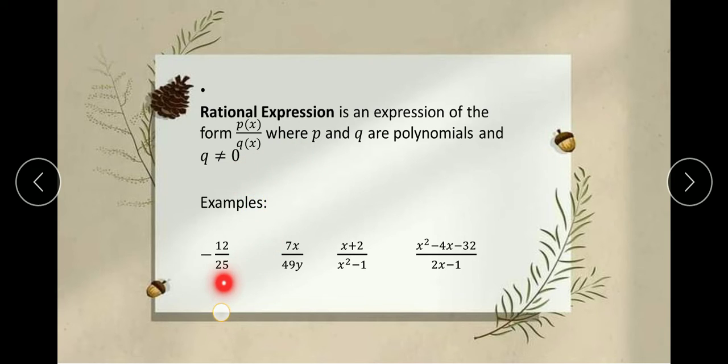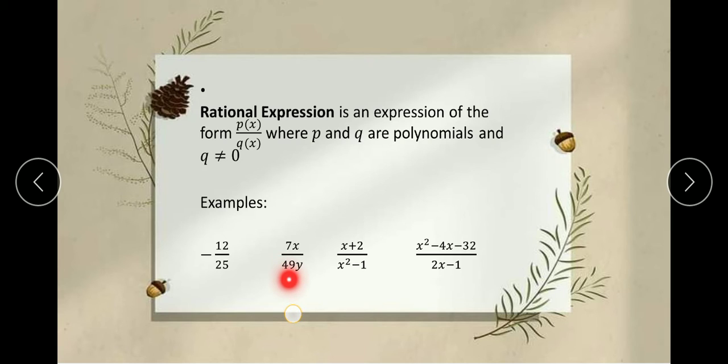Examples. These four examples are rational expressions. The first example, negative 12 over 25, is the ratio of two constant functions. And a constant function is a special kind of polynomial function.